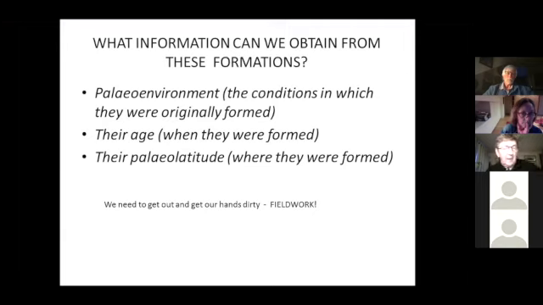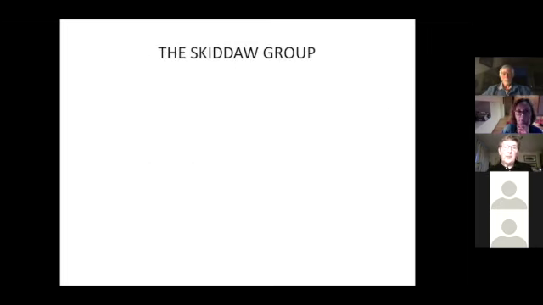We can tell how old they are, and we can tell where they were in relation to the rest of the globe. And in order to do that, we've got to get down to some detailed study. We need to go and find them. We need to get our hands dirty. We need to get out in the field. So let's start with the Skiddaw Group.